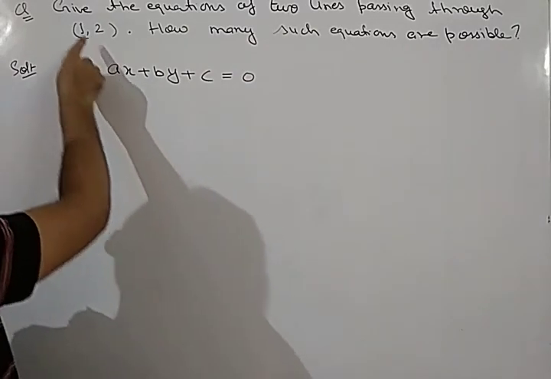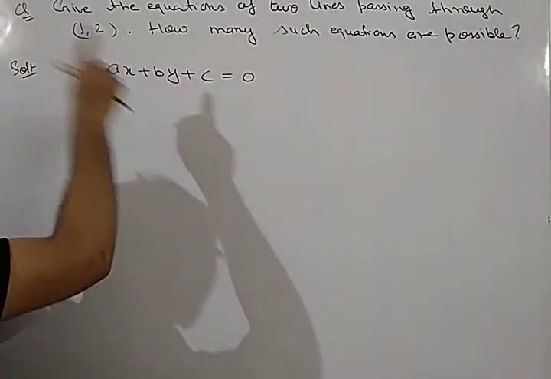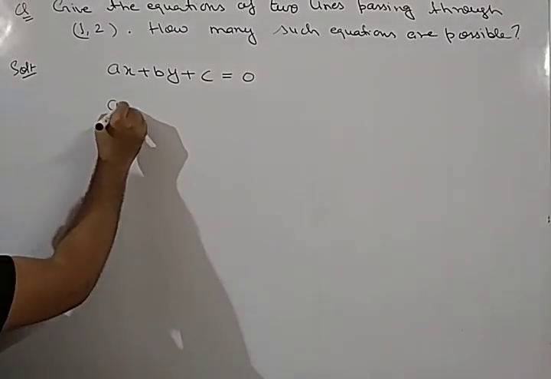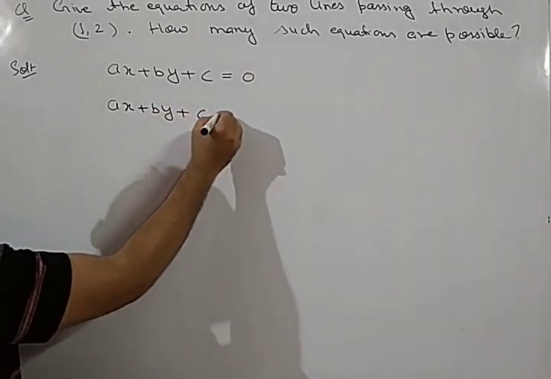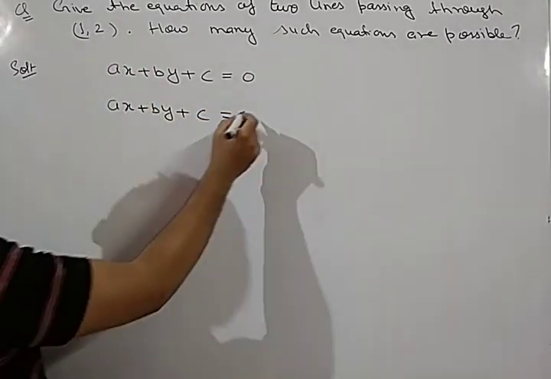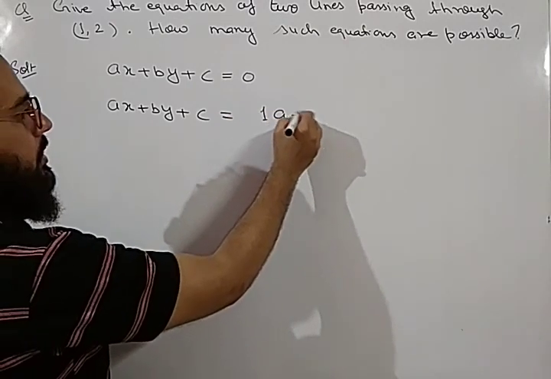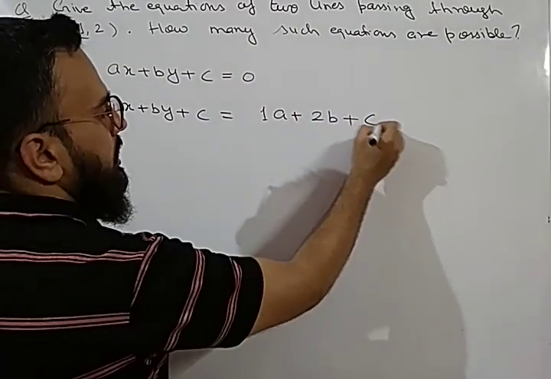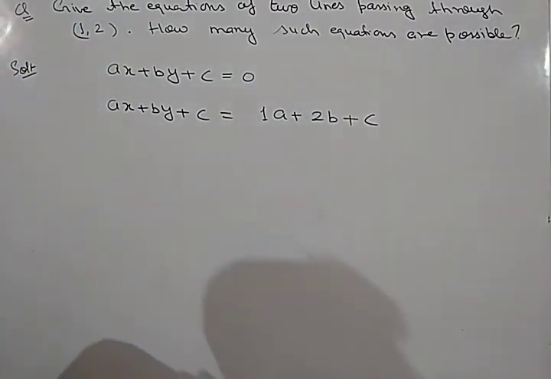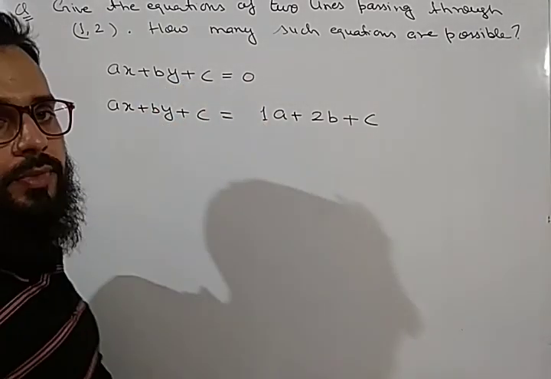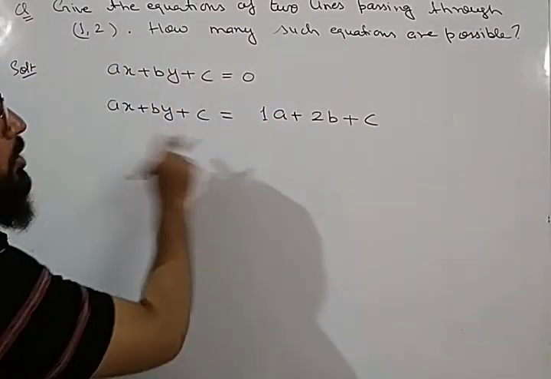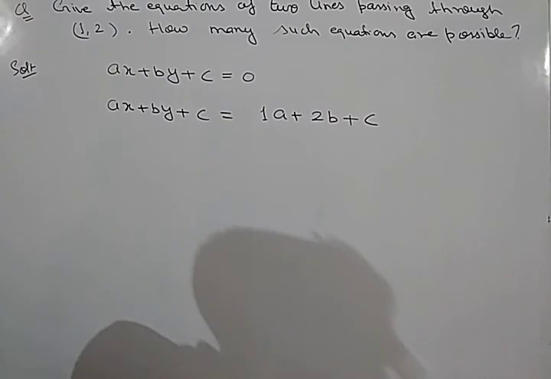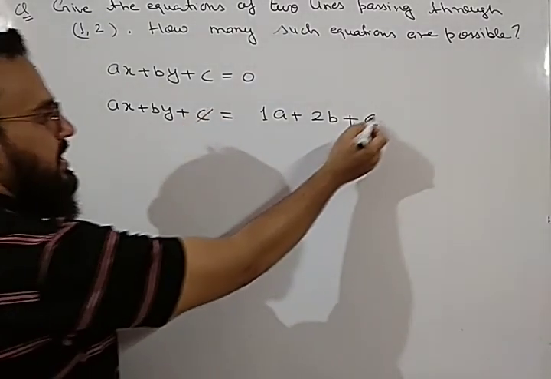Okay, now these lines are passing through point 1 comma 2. It means x is equal to 1 and y equal to 2 are given. So if we put x equal to 1, then it will be 1a, plus if we put y equal to 2, then it will be 2b plus c. If the line is passing through 1 comma 2, then putting x equal to 1, y equal to 2, the line will be of this form: 1a plus 2b plus c equal to 0. Then this c and c will be cancelled out.